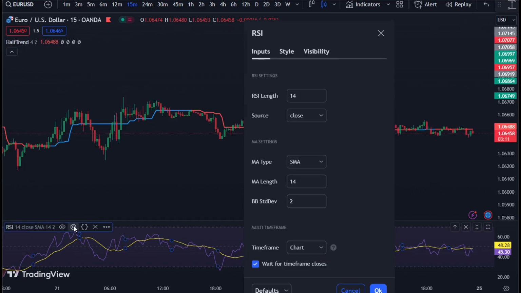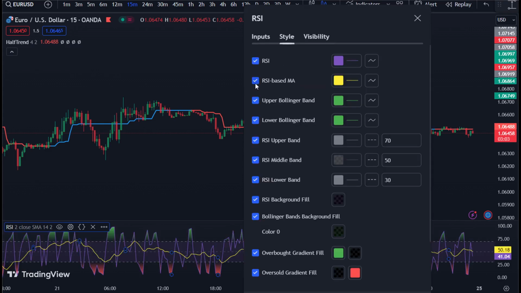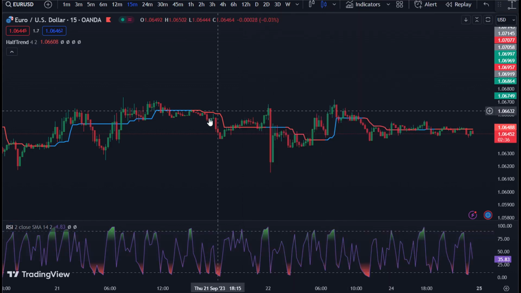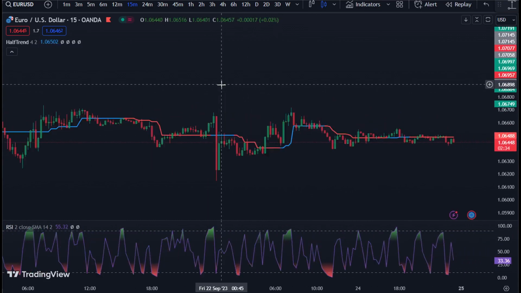As for the RSI, we're going to go over to settings. The length, we're going to change that to 2. On the style, we're going to uncheck the RSI-based moving average, and I also remove the middle band. As for the levels, we're going to change the upper band to 90, and the lower band to 10. So this is how our chart should be appearing at this point.